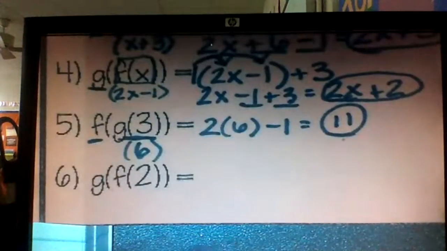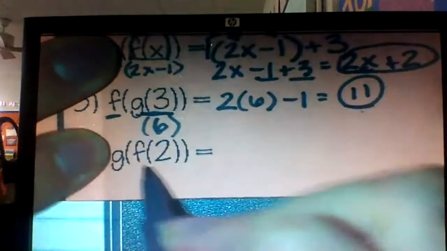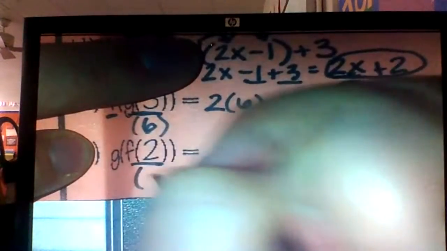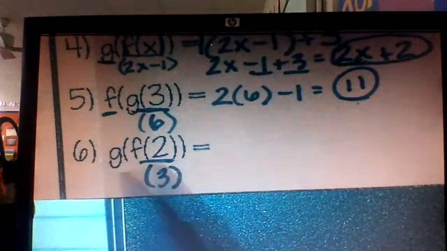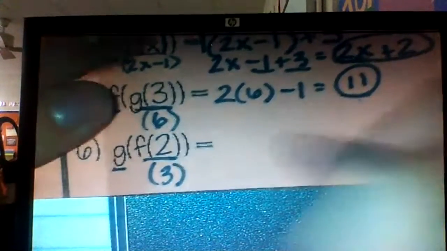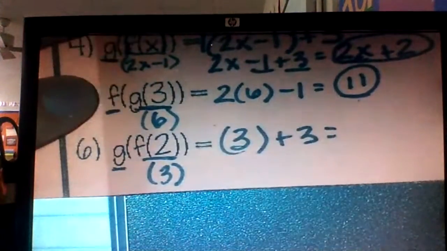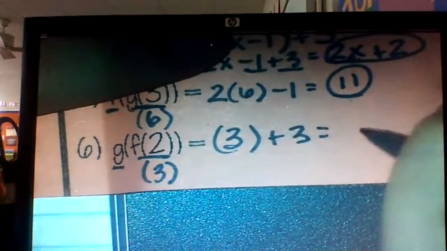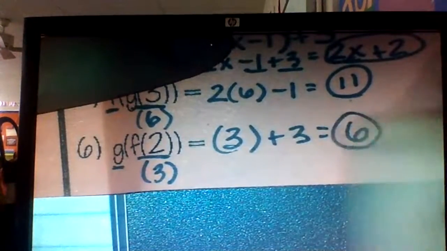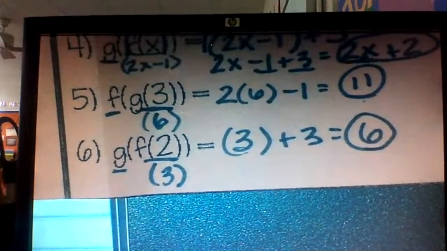Oh, look. Stephanie says, hey, we solved this one too. Okay. So when I solved f of 2, I got an answer of 3. Now I need to take 3 and plug it into g of x. So we get 3 plus 3, and we finish off this one with a 6. Okay. That's it for these ones.